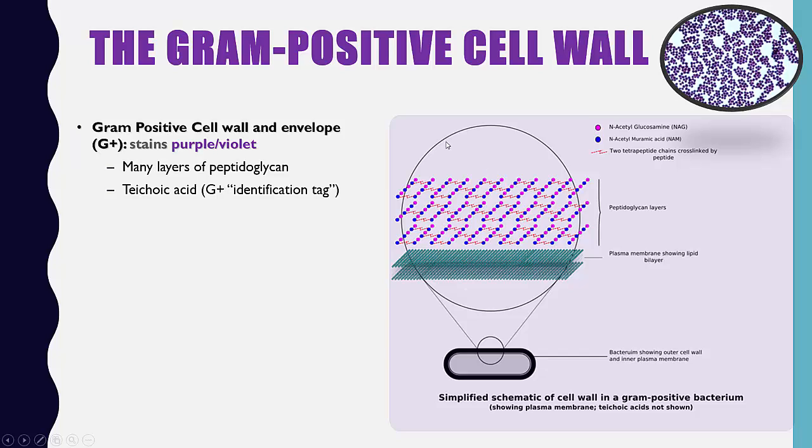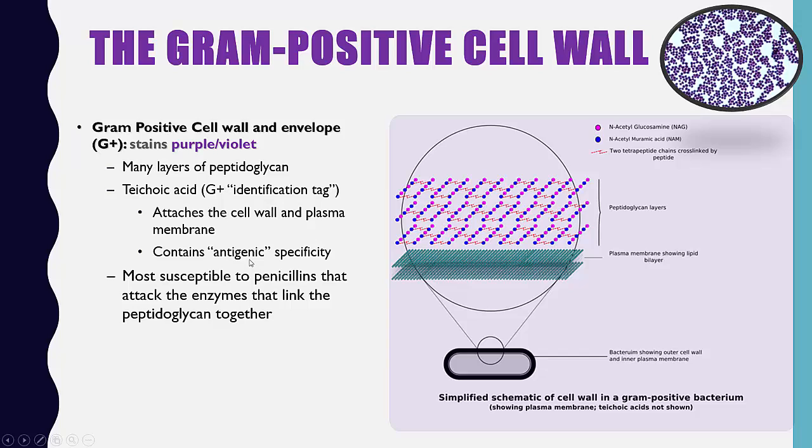And this is like a gram positive identification tag, or we would say it's an antigen. Teichoic acid is an antigen. I know it's not showing here, but just know it sticks up and it identifies gram-positive bacteria to our immune system. So again, it attaches the cell wall and the plasma membrane and it sticks up and it contains antigenic specificity. It generates an antibody and immune response.